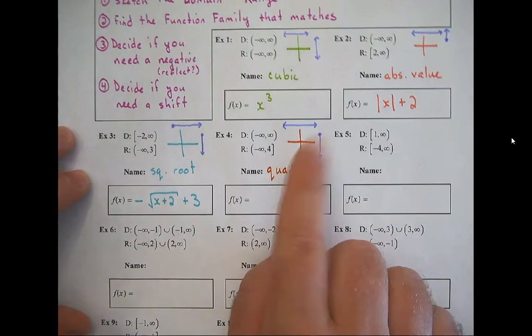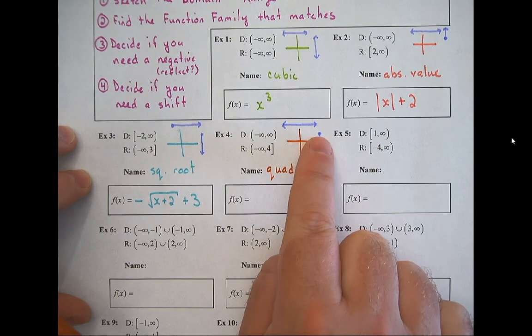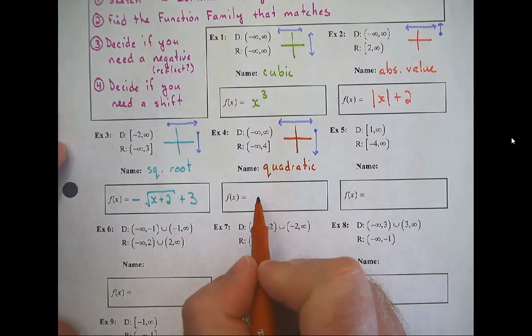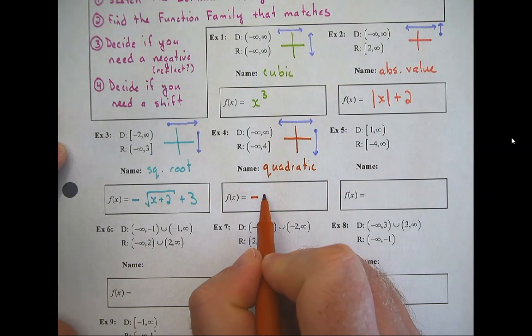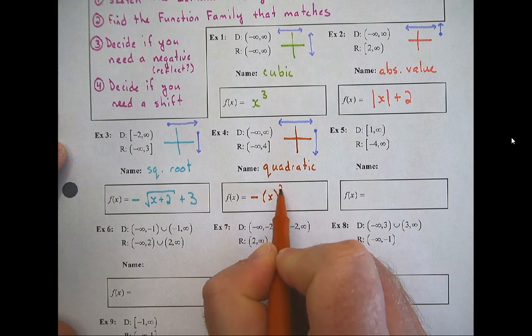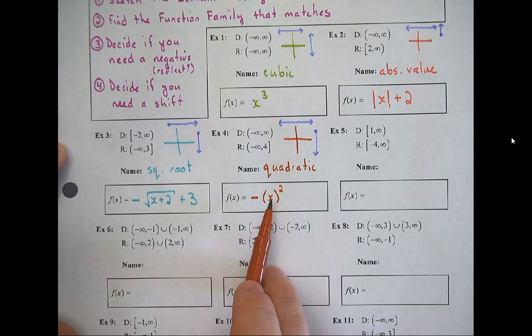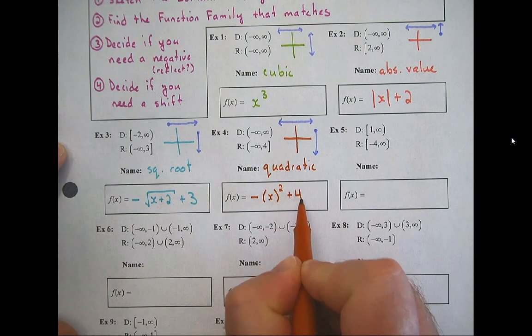Okay, do I need to do a shift? Yes. And do I need a negative? Yes, because a quadratic normally points up. We need ours to point down. So I'm going to put a negative out in front. I'm not going to put any shift on the x. Now, I like to still include my parentheses. It reminds me that I'm not shifting in the x direction, but I do need to shift up 4. So I'm going to put a plus 4 at the end there.